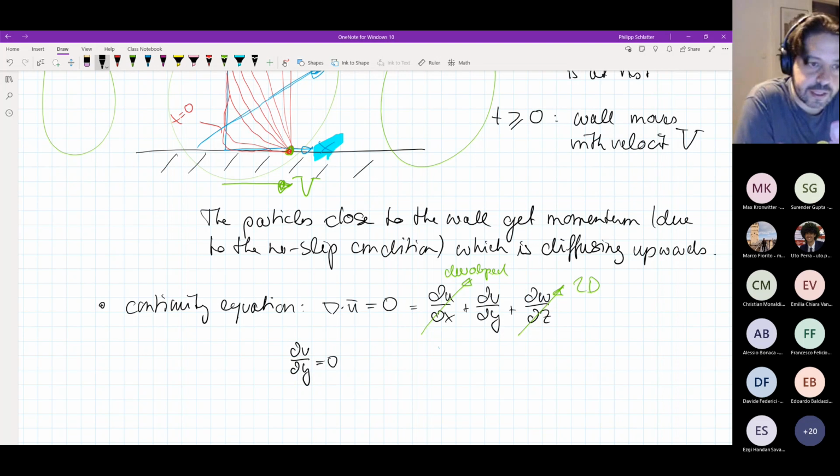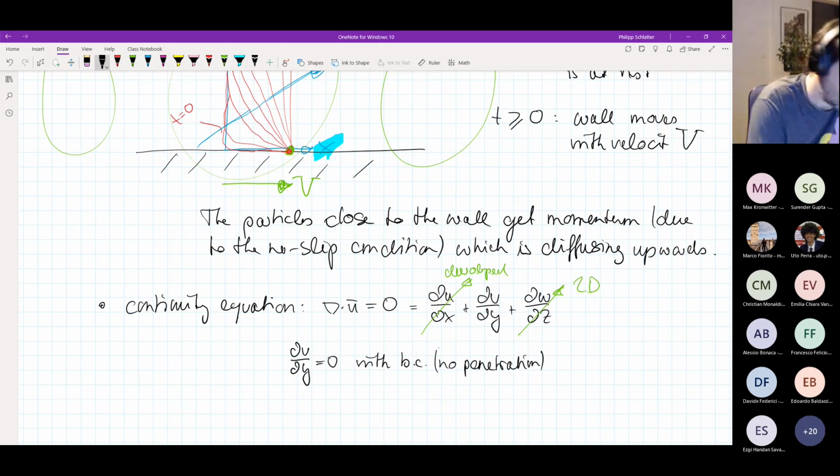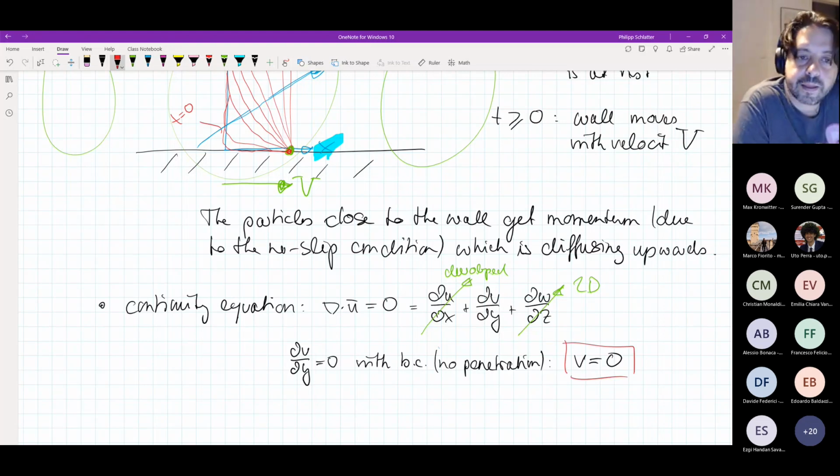This we have seen before many times. And then this together with the boundary condition at the wall, which is the no slip and no penetration boundary condition, maybe I can be explicit here, the no penetration boundary condition, gives v being 0 in the whole domain. That's the first result that we have. V is 0. So the only thing that is moving is the u velocity.